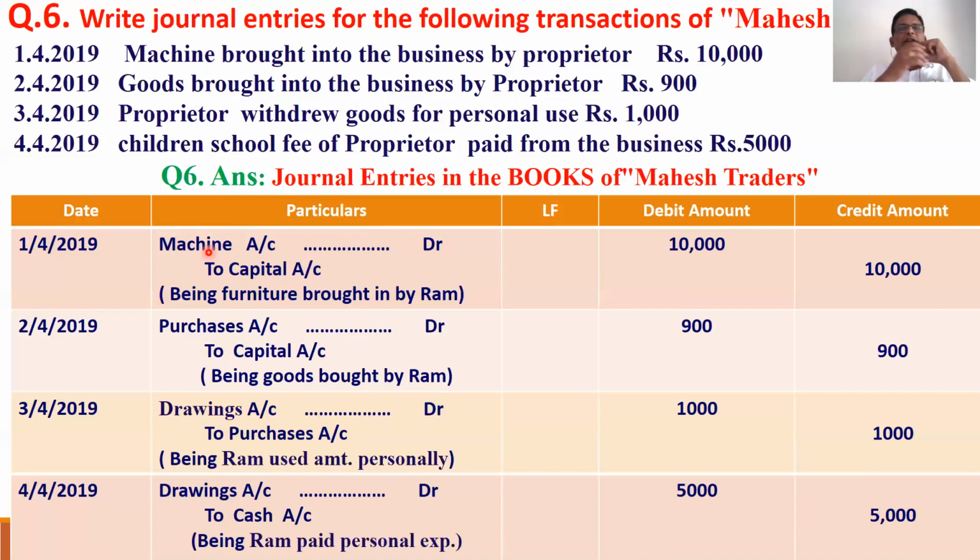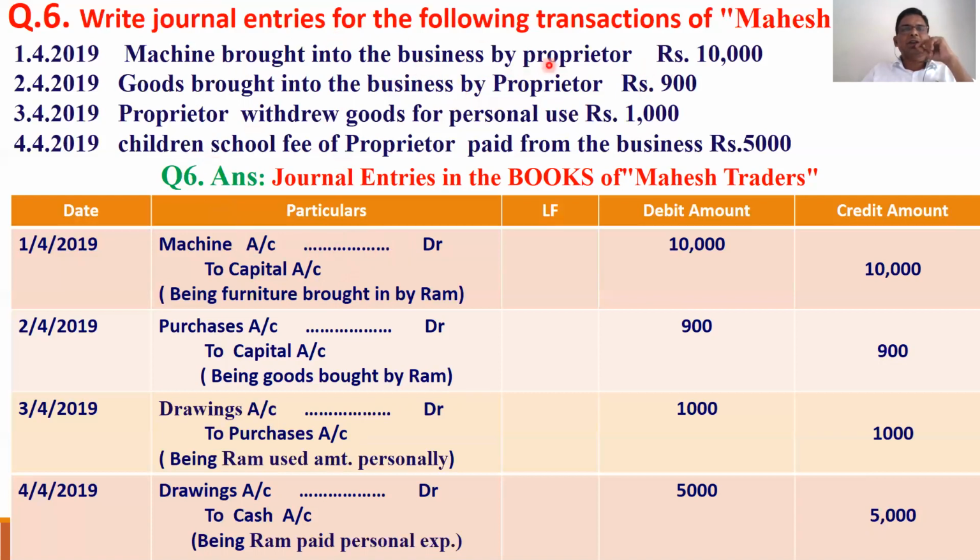So write journal entries for the following transactions. 142: Machine brought into the business by the proprietor. Whatever, the proprietor is a third party to the business. Whatever he gives, his account is credited, the capital account is credited, and the machine coming into the business, the machine account is debited.